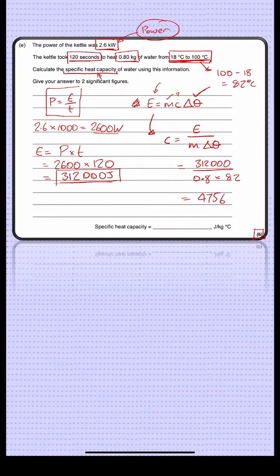Looks like everyone's getting it. And the question, okay, this is 5 marks. What's the last mark for? What do you guys think the last mark's for? It's not for units. Units are given. Significant figures. Yes, give your answer to 2 significant figures. If it ever tells you to give your answers to significant figures, it means that is an extra mark. So make sure you do that at the end. So this to 2 significant figures is 4,800, and that should be our final mark.